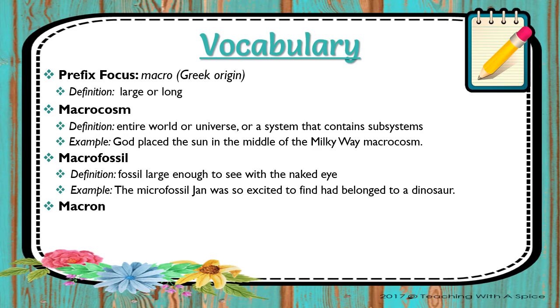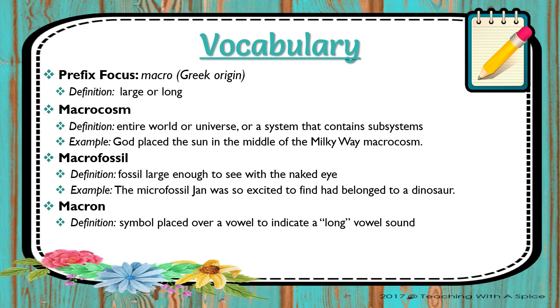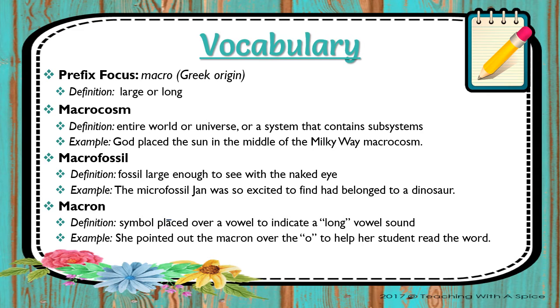Macron. This is a symbol placed over a vowel to indicate a long vowel sound. Do you remember what that would look like? It's basically just a little stick placed over a vowel. For example, something like that. That would be a macron, just a little stick placed over the vowel to show you that it makes the long sound in the word. For example, she pointed out the macron over the O to help her student read the word.